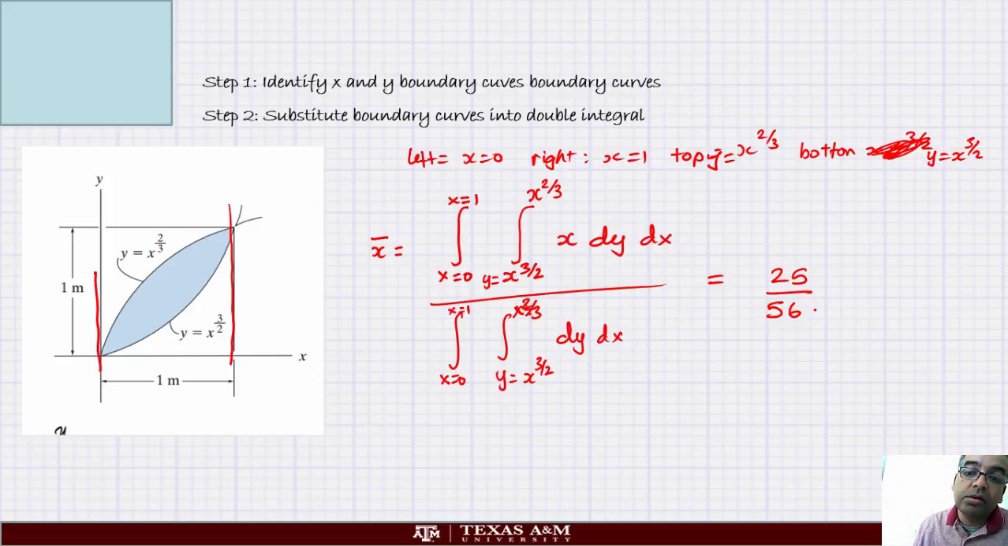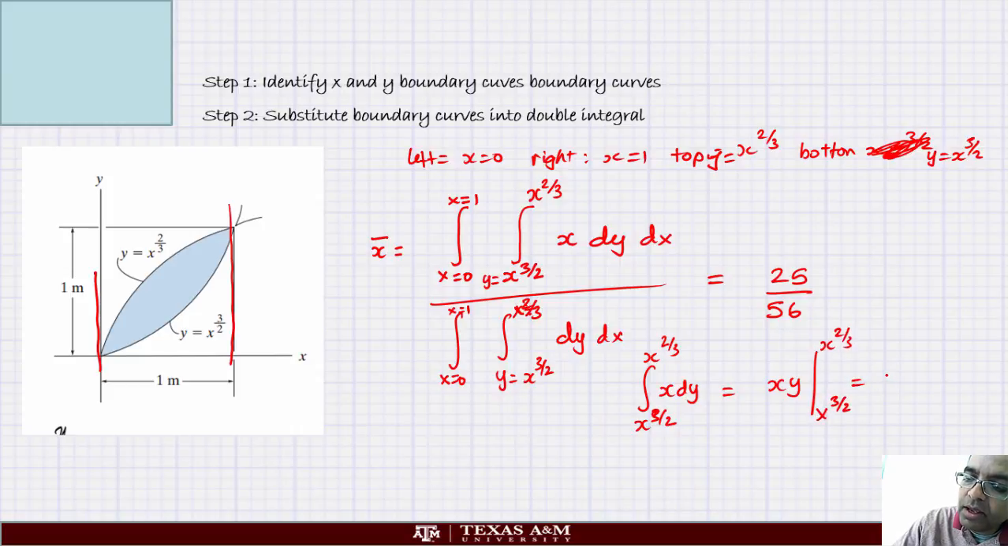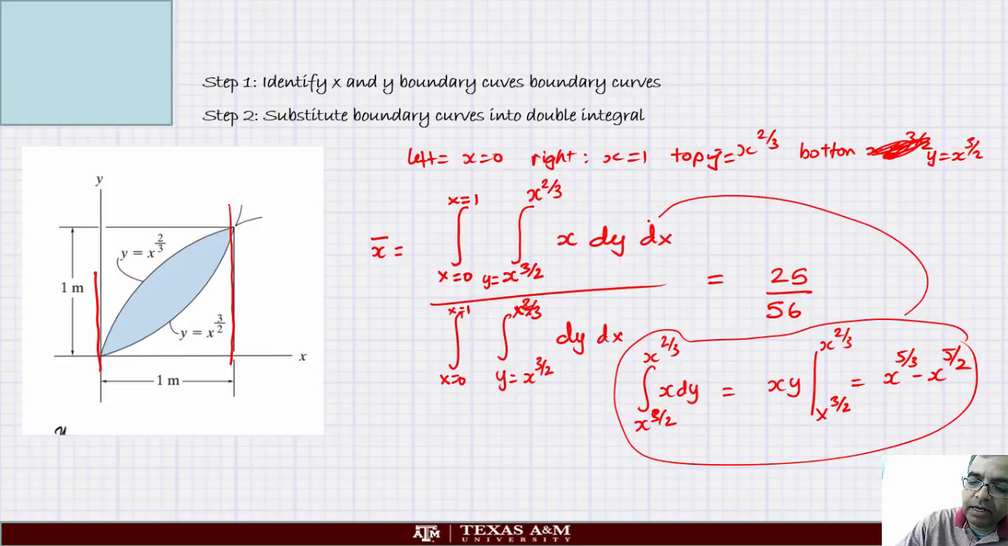That's it. In case you are confused about how to do this integral of x dy between the limits x to the 3/2 and x to the 2/3, it equals xy between the limits x to the 3/2 and x to the 2/3, which is x to the 5/3 minus x to the 5/2. That's what goes here. And then integrate it with respect to x again. Got it? That's how it works.